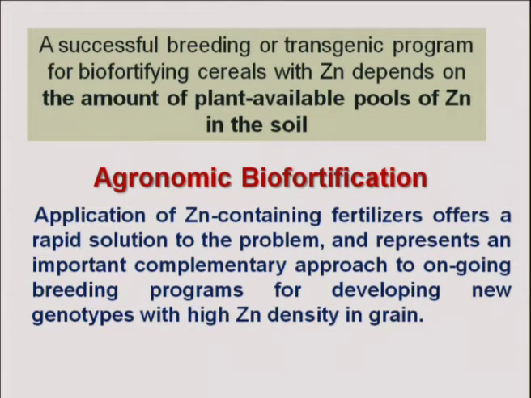Remember my slide, there are a number of physical and chemical factors in the soils, like high pH, low organic matter, low soil moisture, high amounts of clay minerals, iron oxide, aluminum oxide. All these are factors that reduce the availability and solubility of zinc. And therefore, at the end, you will again need some fertilization, or some amount of available pools of zinc in the rhizosphere. So with this, I am coming to agronomic biofortification. Application of zinc fertilizers offers a rapid solution to the problem and represents an important complementary approach to ongoing breeding programs.